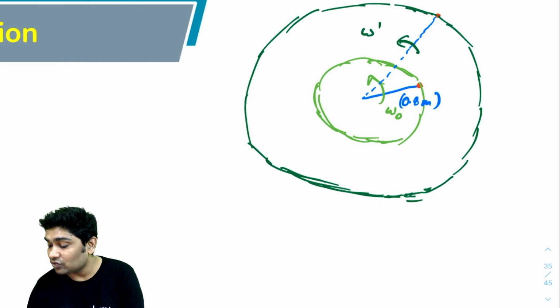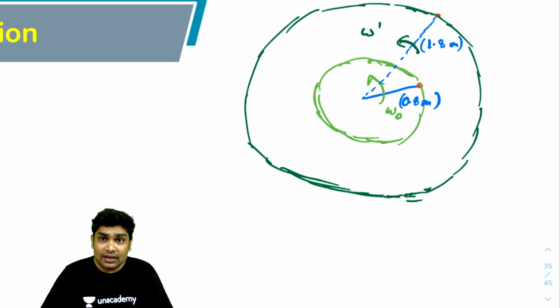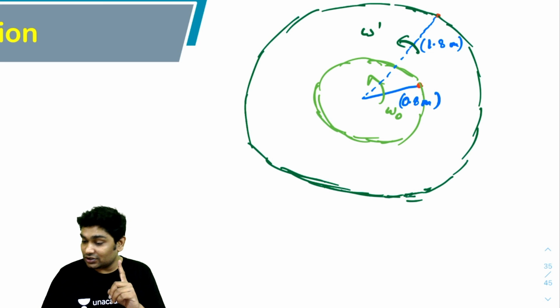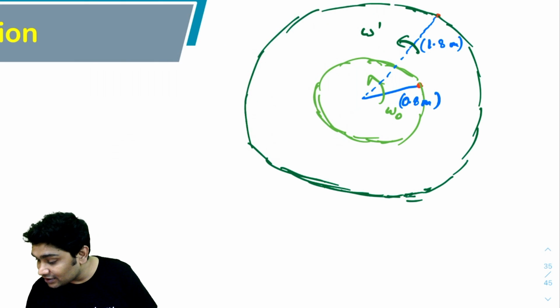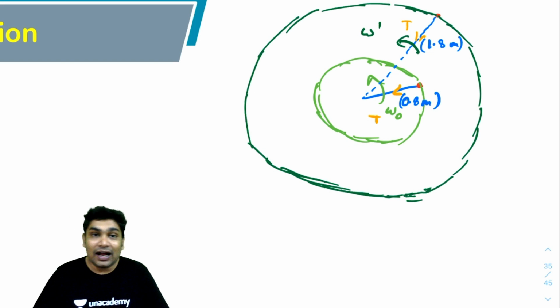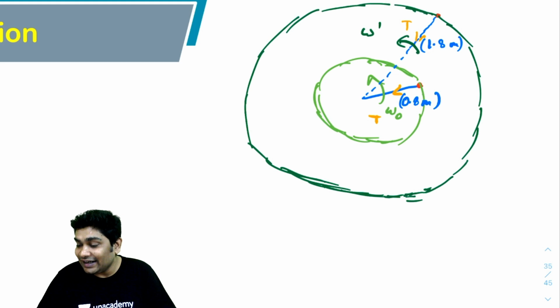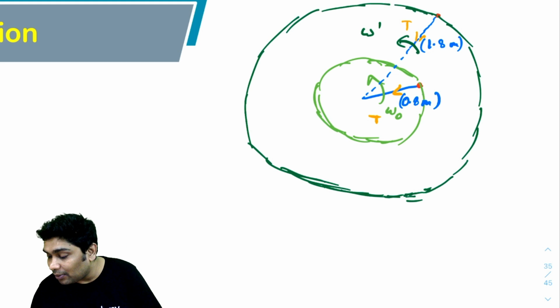Finally, the radius would be 1.8 meters. Now, what you will realize is that during the entire motion, what are the forces that are acting on my particle? There is only one force. What is that force? That is the force of tension. And this force of tension has a very special quality that it can never produce any torque about this point O.